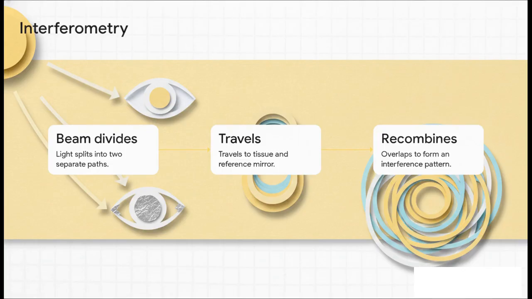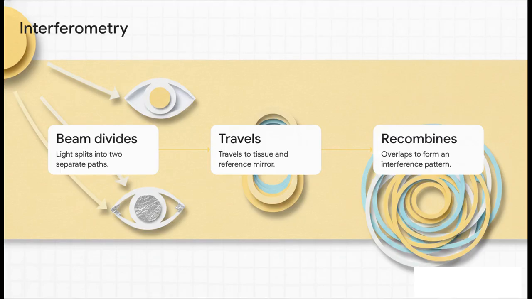Step 1, the main light beam from the source is physically divided into two separate paths. Step 2, one of those paths travels straight toward the patient's eye tissue, while the other path goes toward a highly controlled reference mirror tucked away inside the machine. Step 3, the light that bounces back from the eye and the light that bounces back from the mirror are brought back together. They recombine, and when they do, they overlap and interfere with each other.